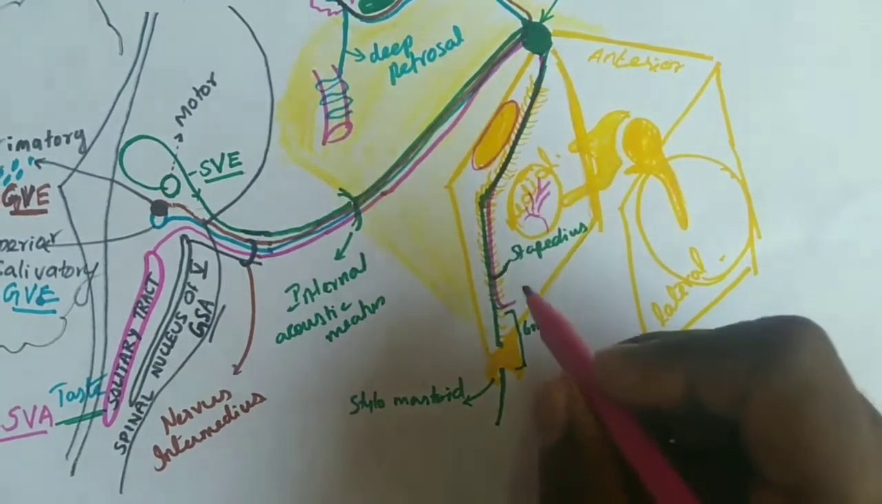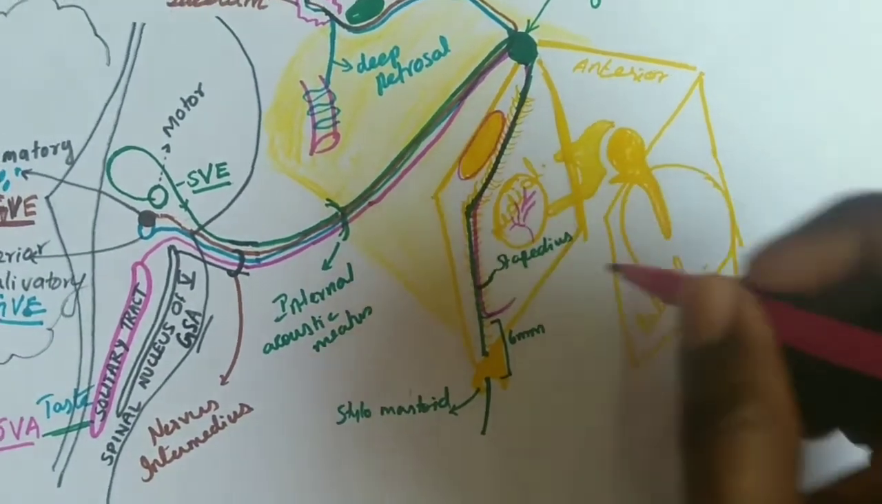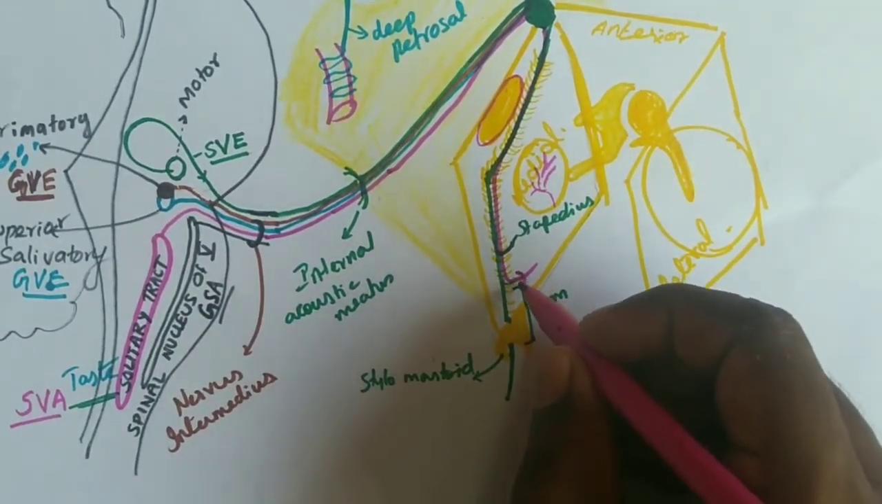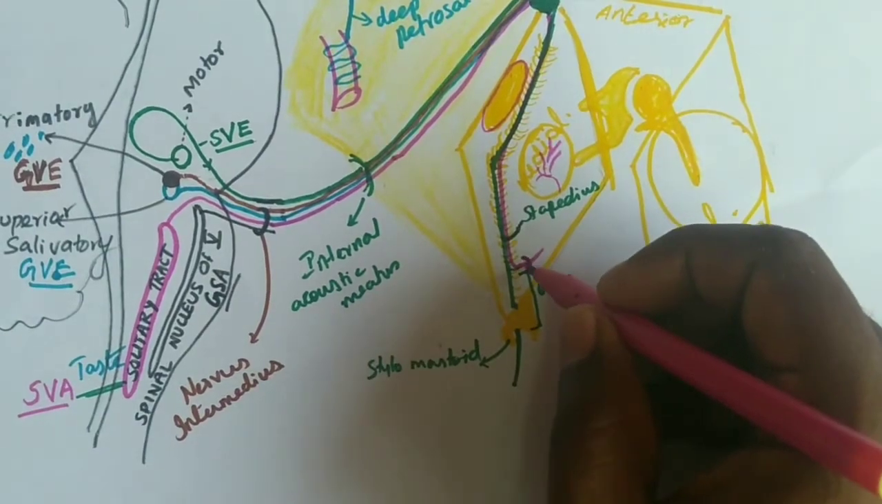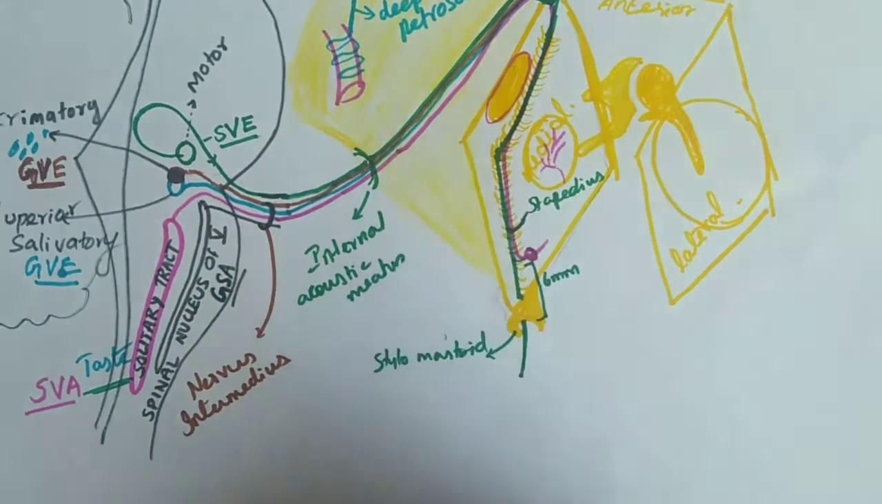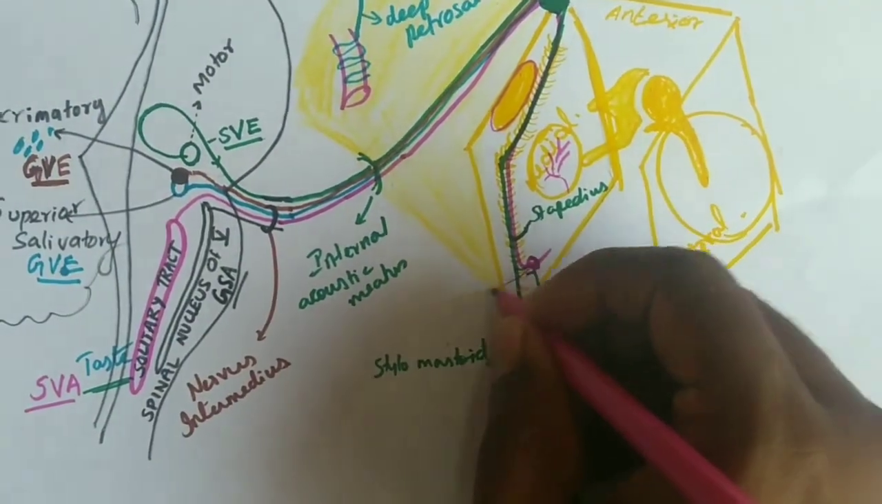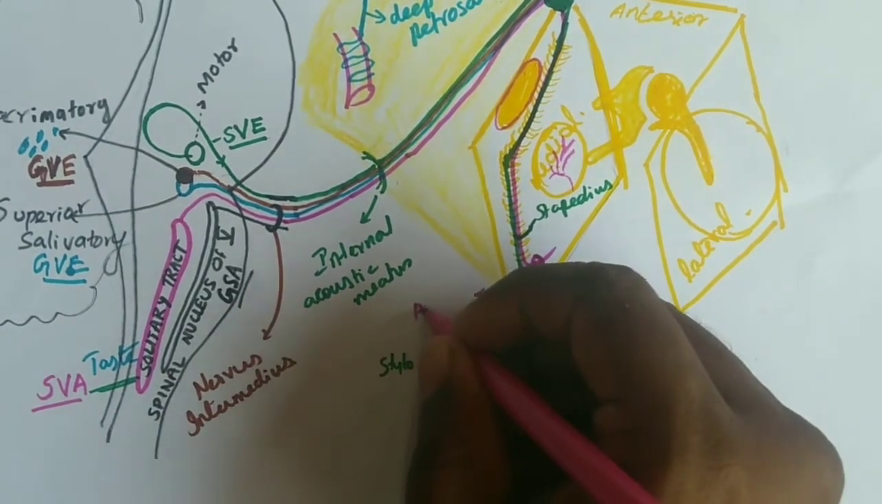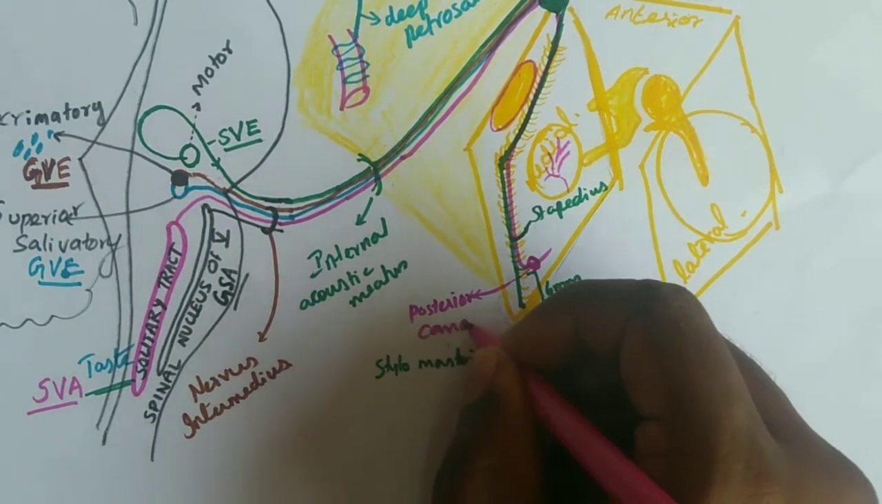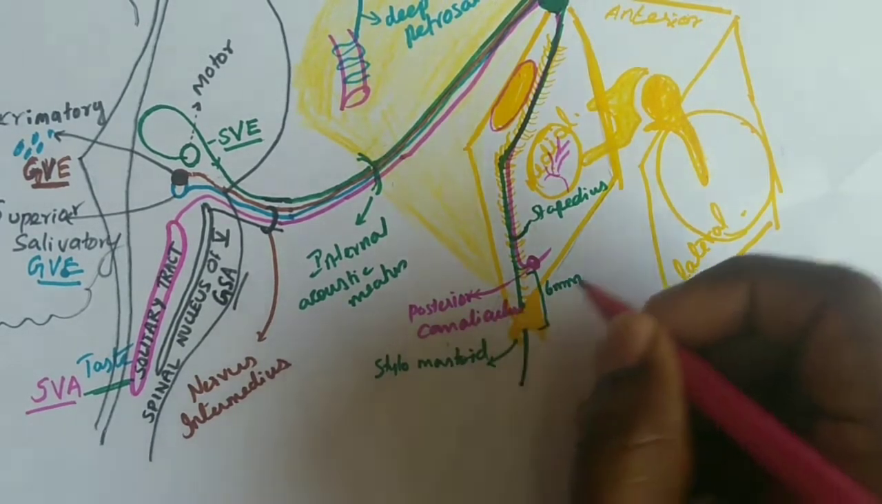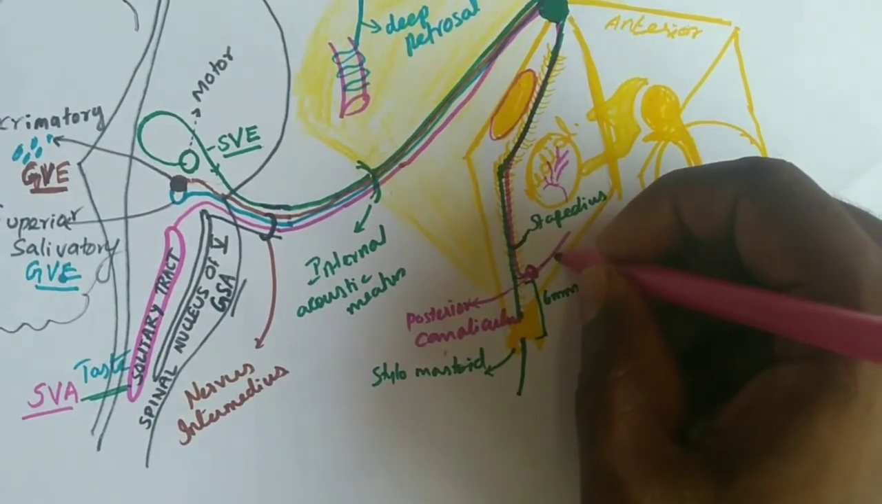So this is actually the chorda tympani. This chorda tympani leaves the medial wall by the posterior canaliculus, and this canaliculus is the posterior canaliculus. Okay, and this branch is the chorda tympani.